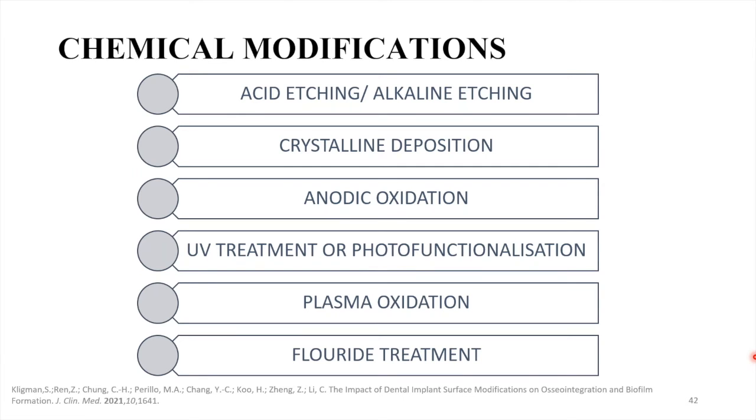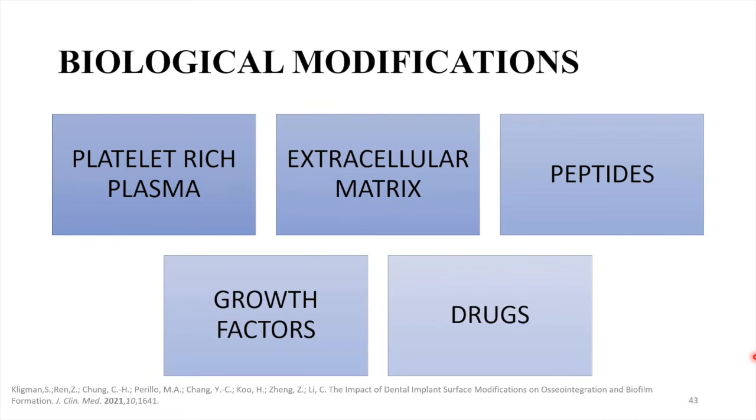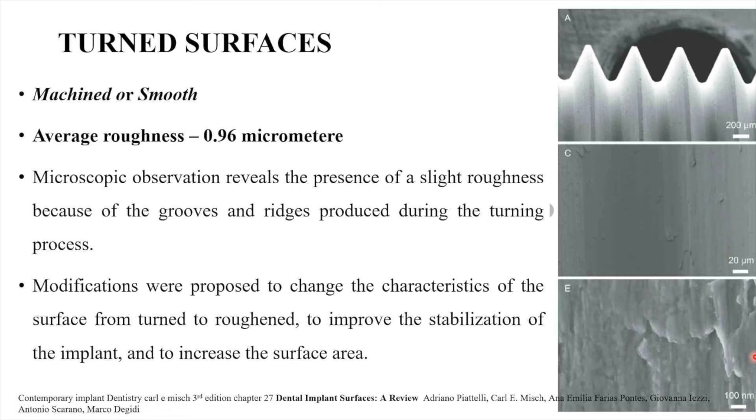Several chemical modifications have been performed on the implant surface to improve osseointegration and mitigate the biofilm by providing a hydrophilic surface. Currently used methods are acid etching, alkaline etching, crystalline deposition, anodic oxidation, UV treatment, plasma oxidation, and fluoride treatment. Biological modifications are also used, which affect the osseointegration and biofilm formation, which are platelet-rich plasma, extracellular matrix, peptides, growth factors, and drugs.